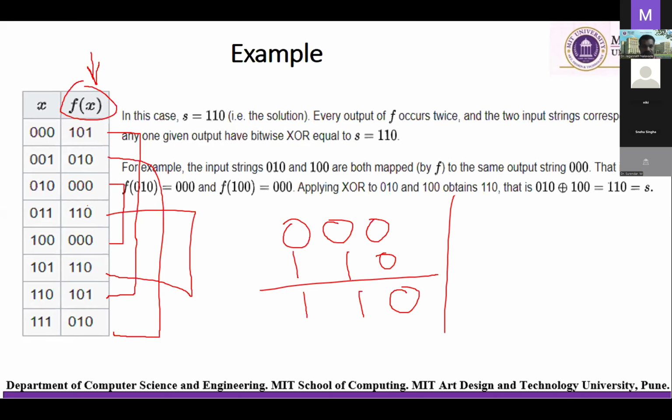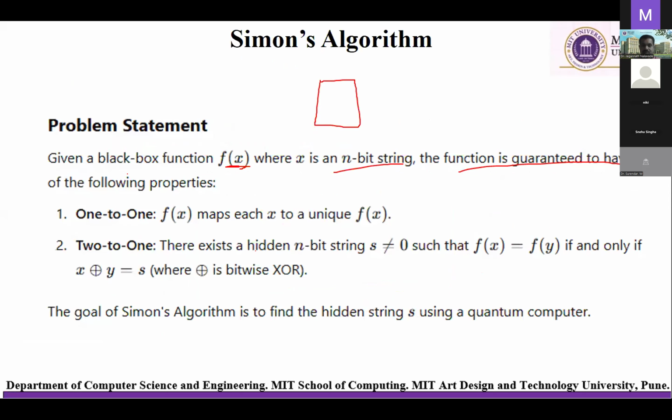Similarly, we take the second example. Here there are two inputs with the same output. If we perform the XOR operation on them, we will also get the same s value, that is 110. So this problem is called a 2-to-1 problem.